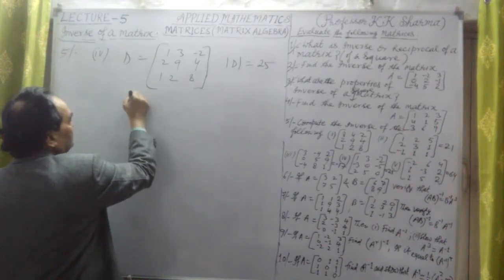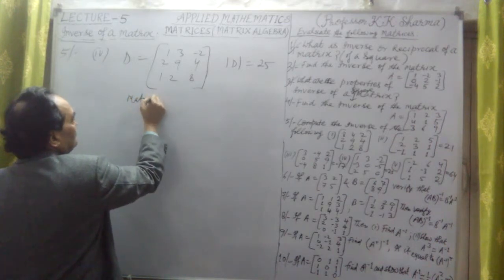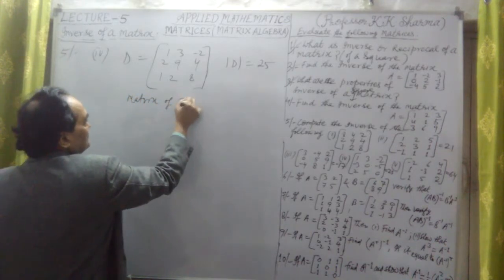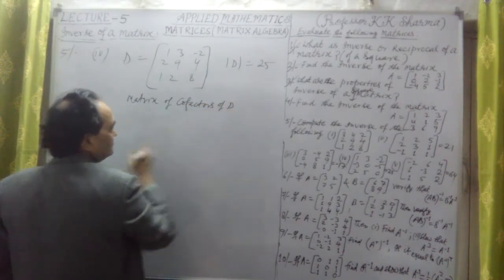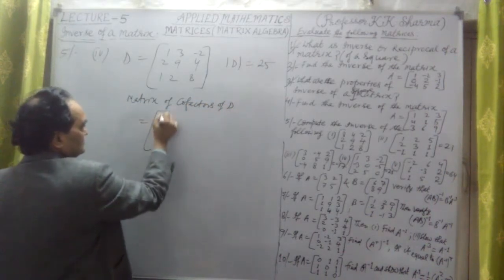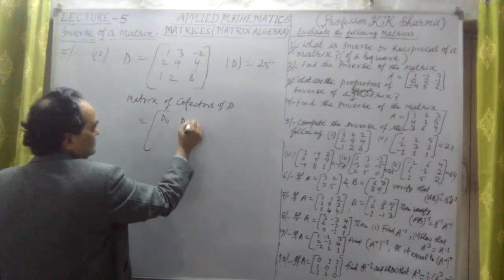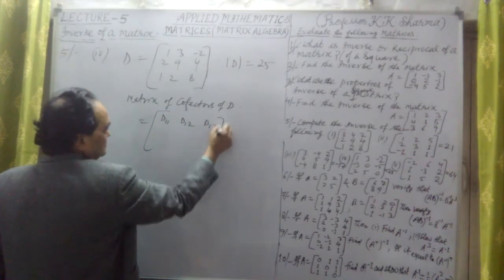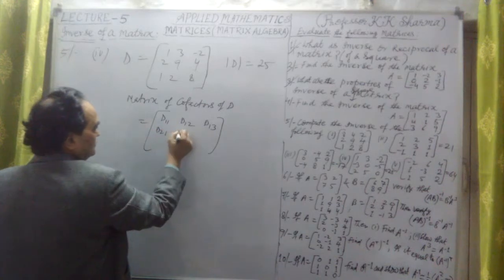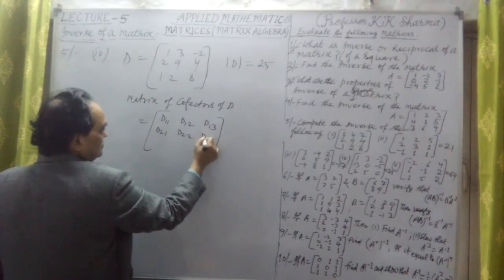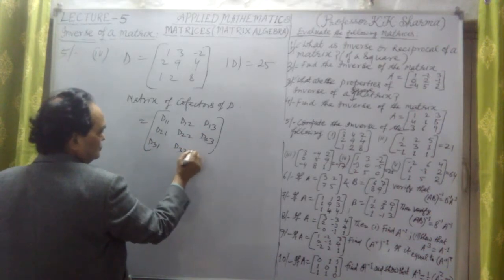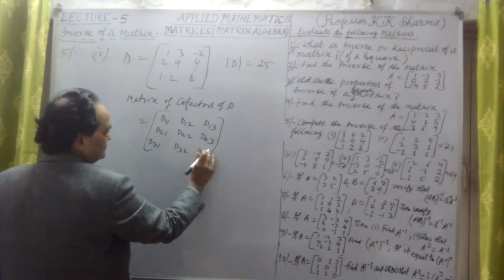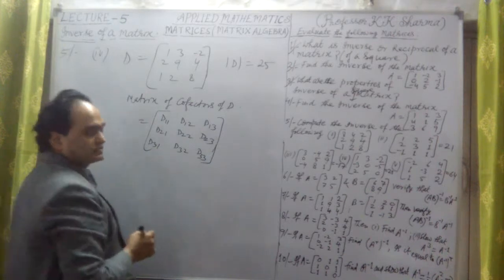Okay, so we need the determinant and the matrix of cofactors of D. Let me write them as D11, D12, D13, D21, D22, D23, D31, D32, D33. This is the matrix of cofactors.